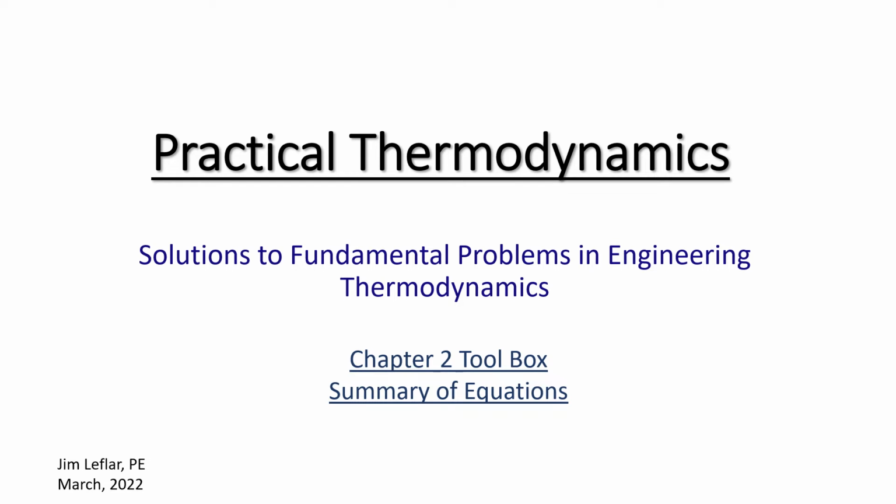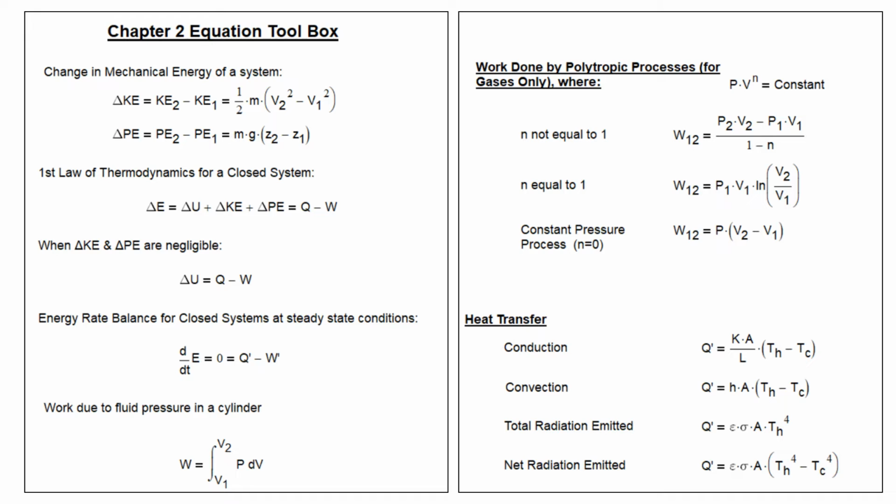Let's summarize the equations that we introduced in Chapter 2 of our study of basic thermodynamics. We introduced the concept of mechanical energy in a system, particularly kinetic and potential energy, where delta KE, the change in kinetic energy of a system during a process, is just the kinetic energy at the end of the process minus the kinetic energy at the beginning of the process. And that is equal to 1/2 times the mass times the final velocity squared minus the initial velocity squared.